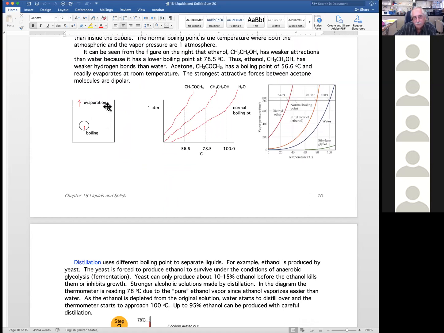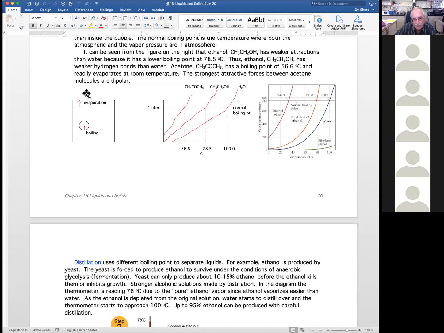So what is the definition of boiling? You heat up the liquid until you see bubbles forming that rise to the top, right? What is the definition of evaporation? Molecules from the surface go into the vapor phase from the surface.